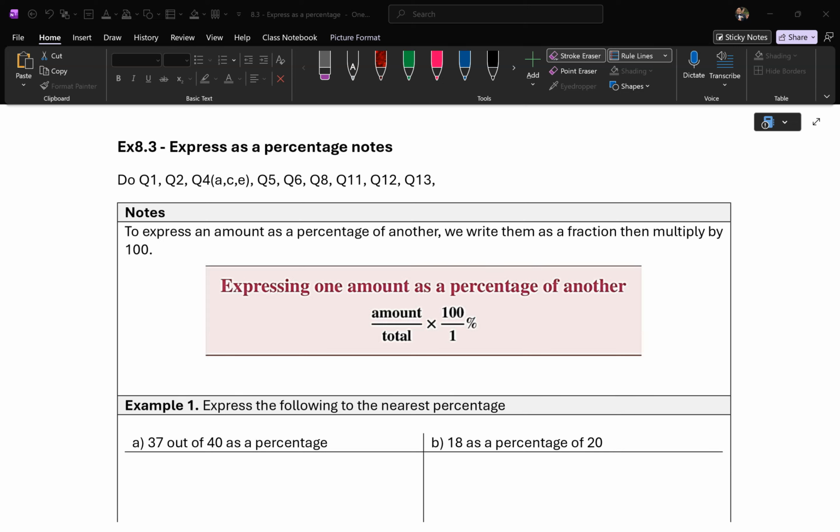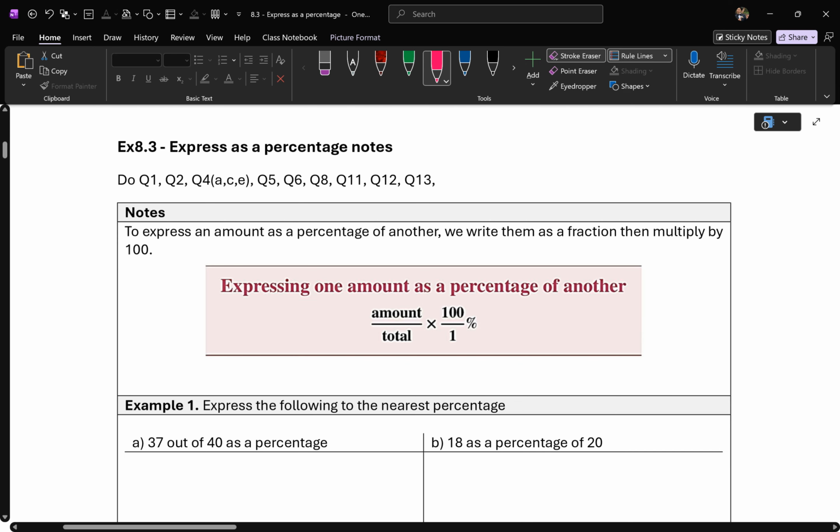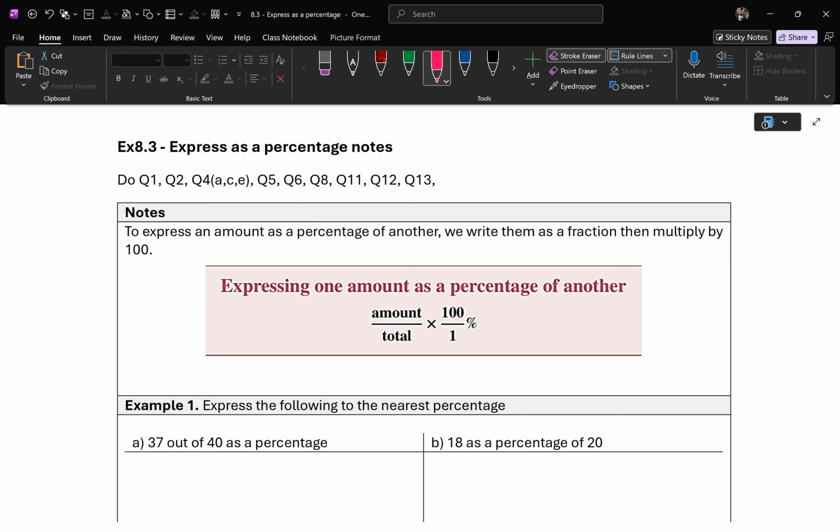All right. Express as a percentage. There's only really two key skills that you're going to be learning, and it's just on both pages. So the first skill is on the first page and the second skill is on the second page. Yeah? First skill is to know how to convert anything into a percentage. And it's as simple as one technique.